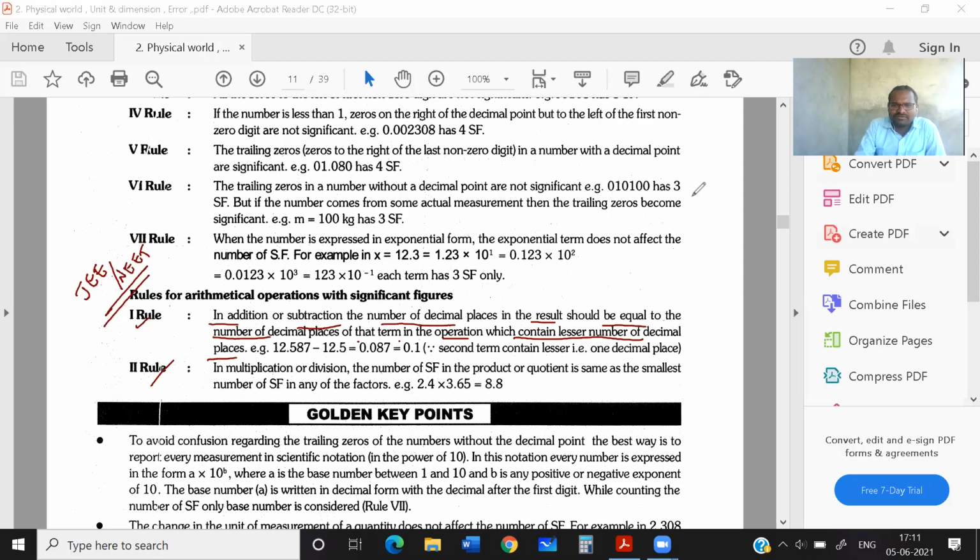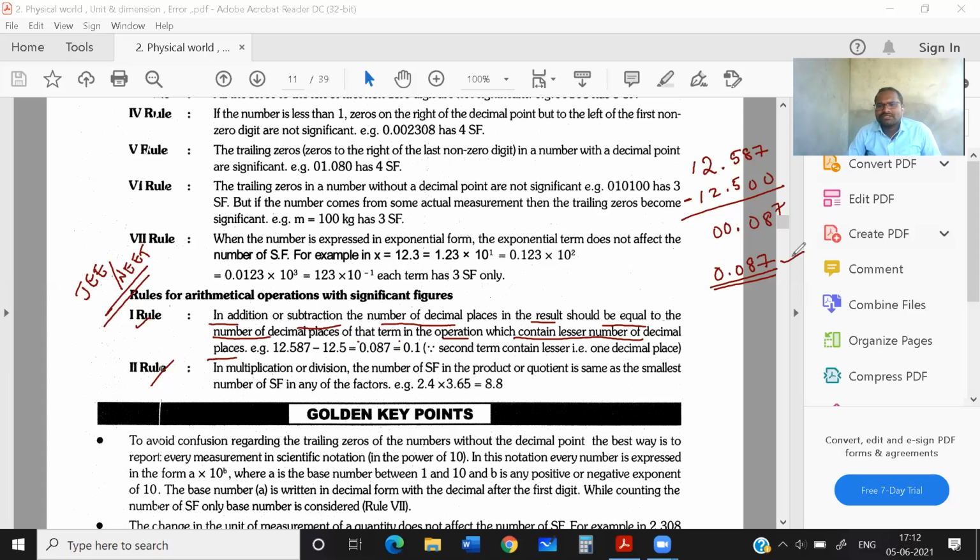For example, see the example I have given here: 12.587 is one number and 12.5 is the other. If you subtract these two, what will you get? You will get 0.087 as the number.